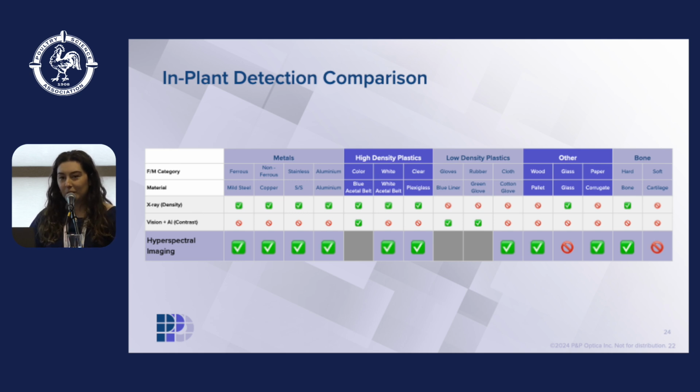Now you'll notice there are three materials that weren't tested with hyperspectral imaging. That's because at the time of this study, we actually incorporated a vision system with ours because we already knew the capabilities of those materials with high contrast.